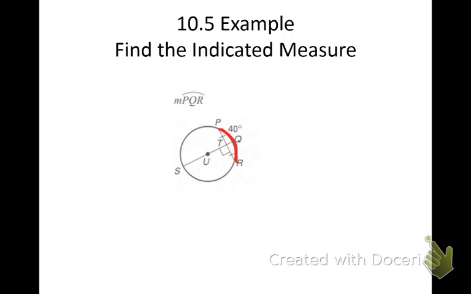Okay, right. Both sides are congruent. PQ is 40, so we know QR is 40, and then we add those two together, and we're going to get 80, right? 40 degrees plus 40 degrees equals 80 degrees. Or you could have taken 40 times 2. Any questions on that example? All right.